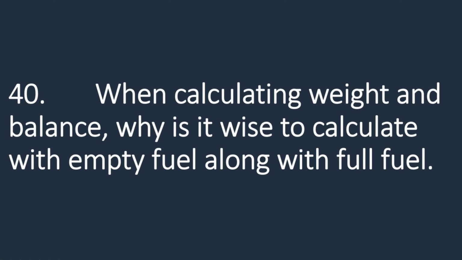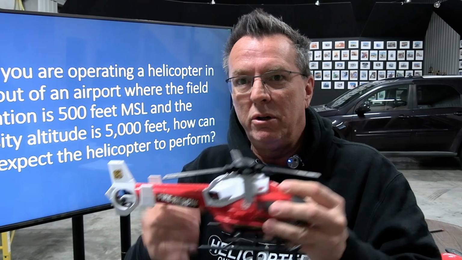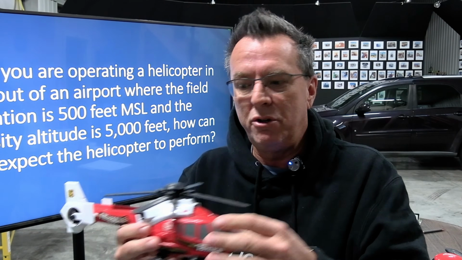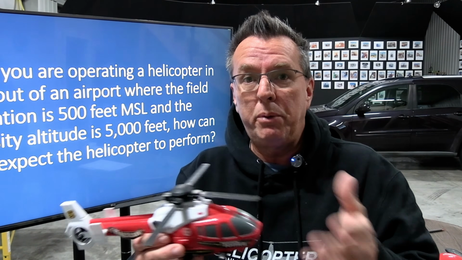When calculating weight and balance, why is it wise to calculate with empty fuel along with full of fuel? The reason is you want to make sure the helicopter remains within the weight and balance limits. Depending on where your tanks are located, you've got passengers or cargo loaded, and you've got a certain amount of fuel. So during that flight, as you're burning off fuel, the CG changes. You might take off and be in a good scenario for flight, but as you burn off that fuel, you could put yourself out of CG and again be flying along and not really notice it until an emergency happens.